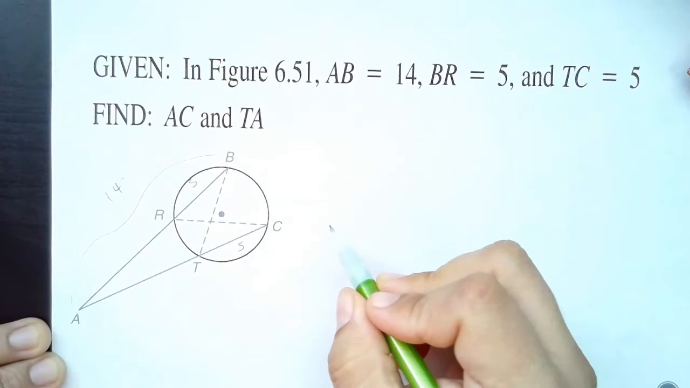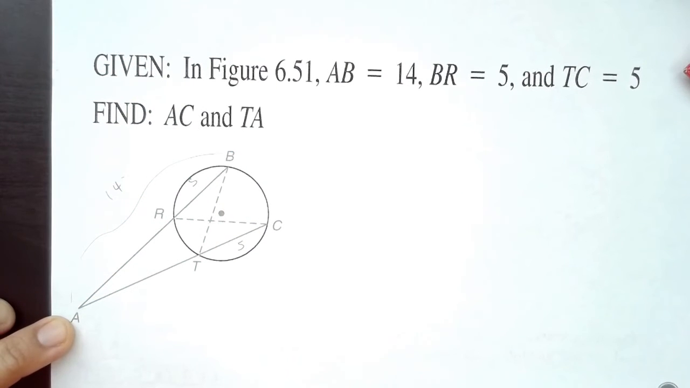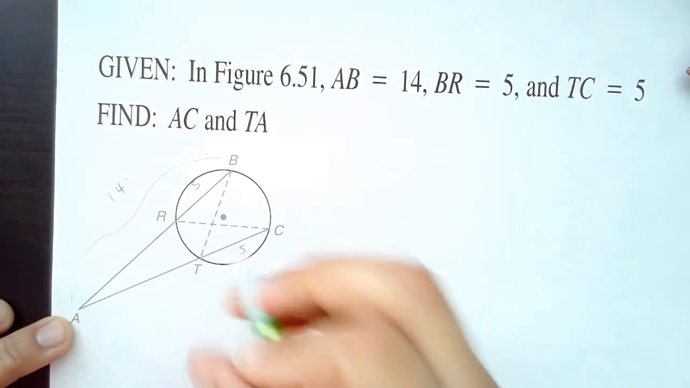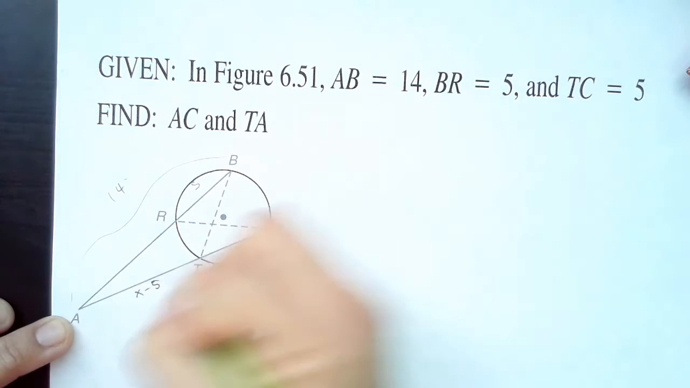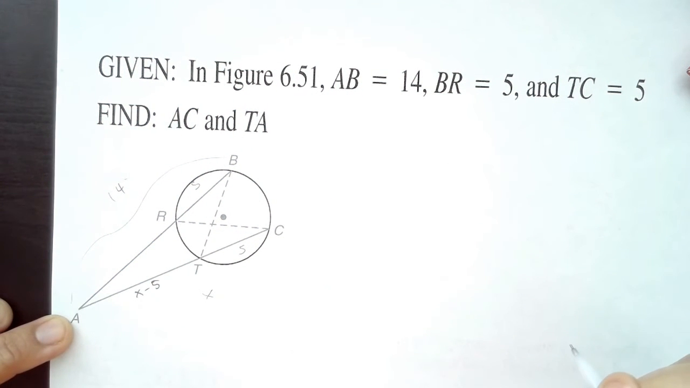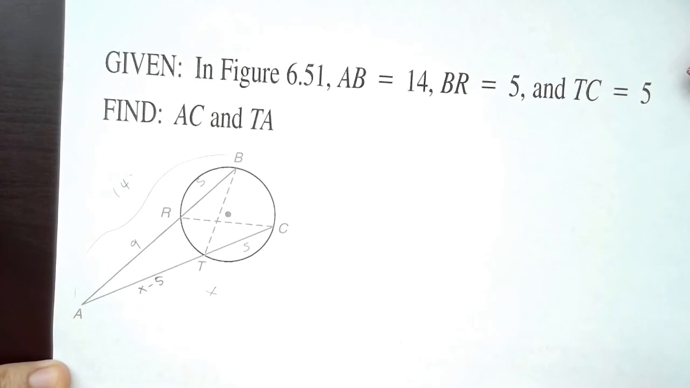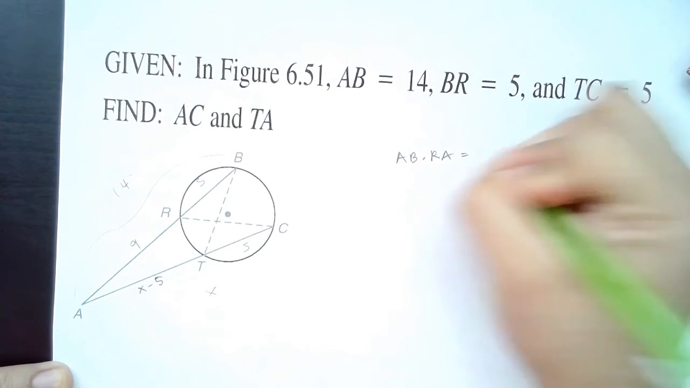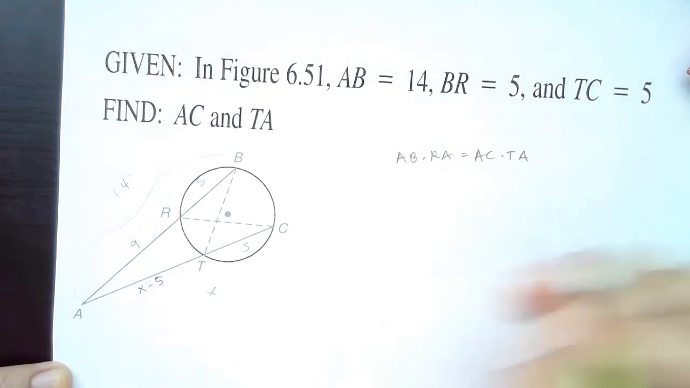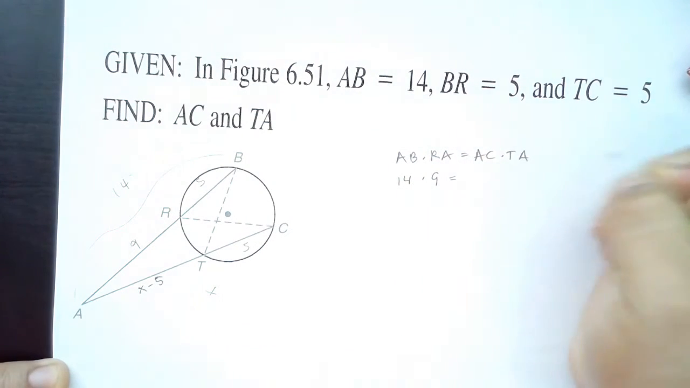Okay, fine. So let AC equal X. Okay, so TA plus 5 is equal to X. So this is going to be X minus 5. Okay. And then we have BR is 5, and then this is going to be 9, right? By just subtracting. So then we have here AB by the theorem times RA is equal to AC times TA, right? So AB is 14 times 9, and that's equal to X times X minus 5.